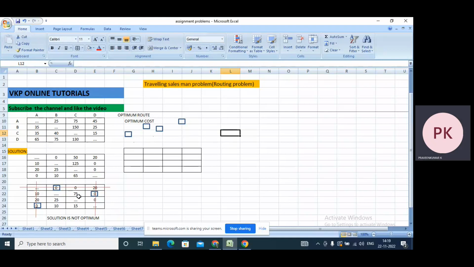See, in uncancelled cells, say 25 is not cancelled, 10 is not cancelled, 75 and 15 are not cancelled. So pick the least element. My least element is 10. From these, I'll subtract 10 from the other elements, only for uncancelled elements. Forget about the diagonal elements; I'll not disturb the diagonal elements.